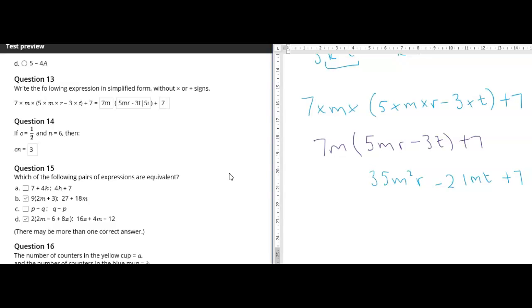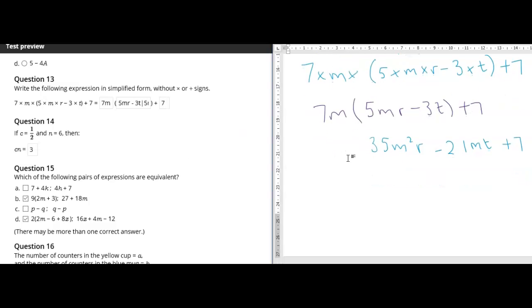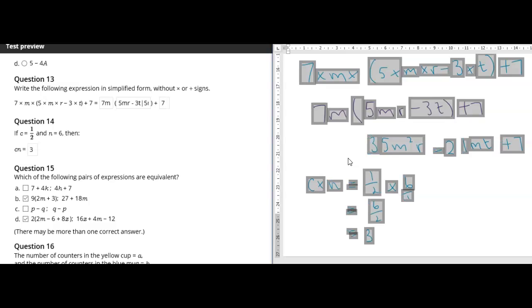All right, question 14. If c equals a half and n equals 6, then c times n equals. So cn is c times n. So we've got a half times 6. So that's the same as 6 over 2. When we're multiplying, you can turn that 6 into a fraction by making it 6 over 1. Multiply your numerators and multiply your denominators. So we get 6 over 2, which is 3.